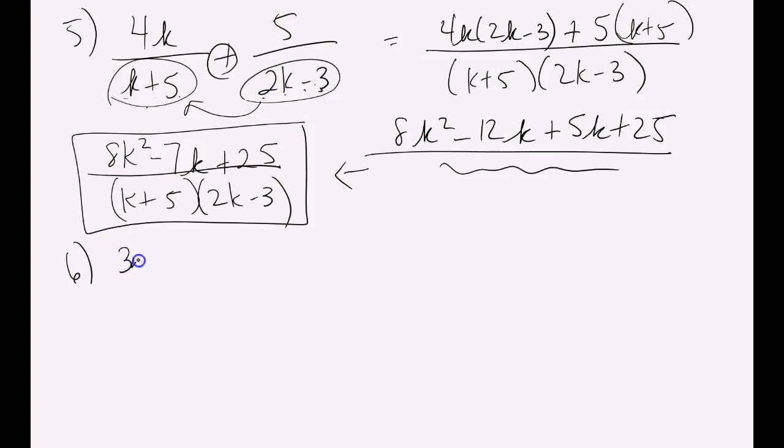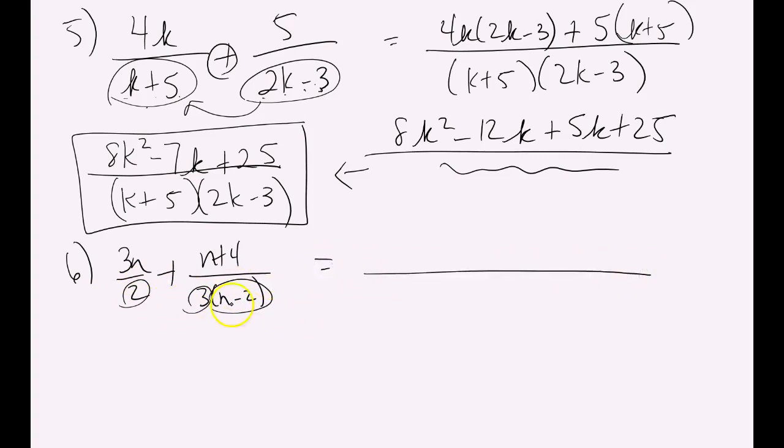I've got a 3n over 2 plus n plus 4 over, what is that? 3n minus 6. Okay, so I'm going to go ahead and factor this denominator, which means I'm going to take the 3 out, and when I take the 3 out front, it becomes an n minus 2. 3 times n minus 2. Now, this and this and this, these are my factors for the problem. So my common denominator is going to be a 6 times an n minus 2. That's how I would write my denominator.